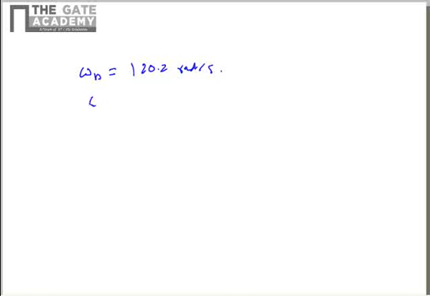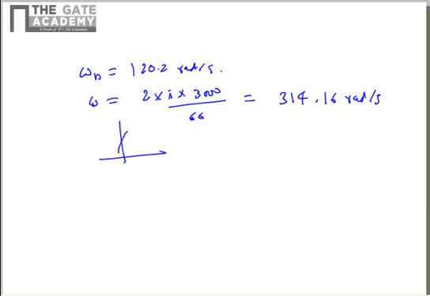What is the actual frequency omega of the rotation of the shaft? That is 2 pi into N by 60, where the rpm is given as 3000. This will come around 314.16 radian per second. So the actual frequency is higher than the natural frequency. So in the graph you have omega by omega n greater than 1. Somewhere in this portion you will lie in the graph of the magnification factor.